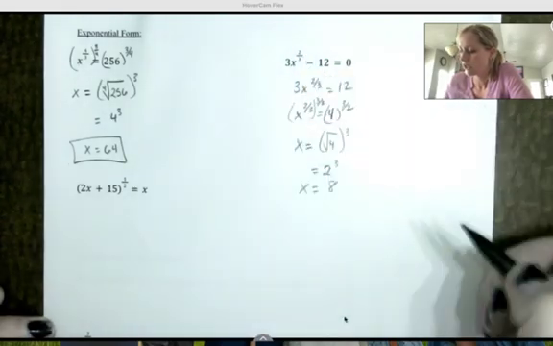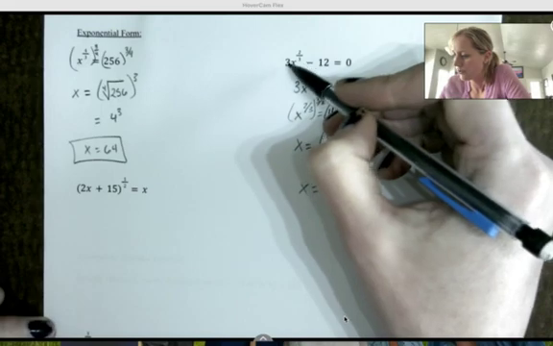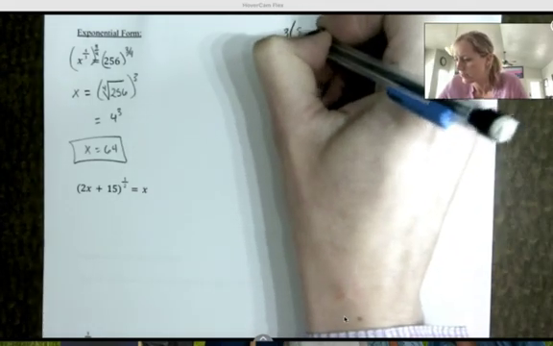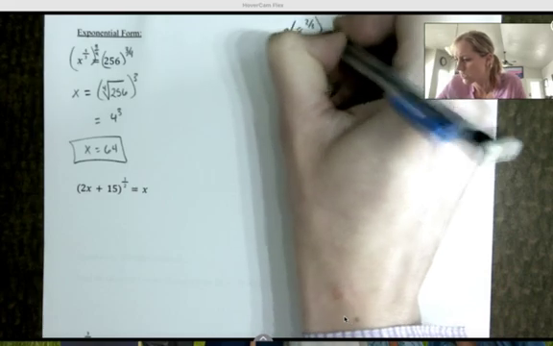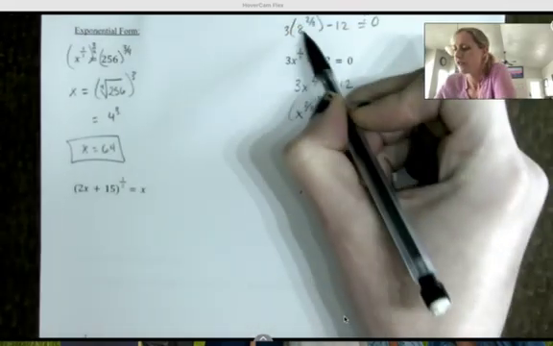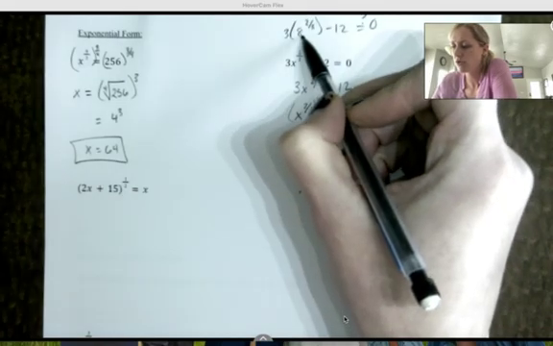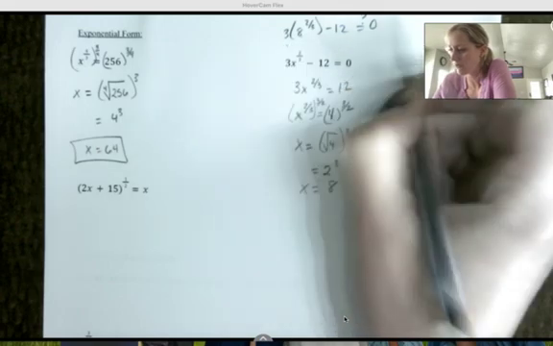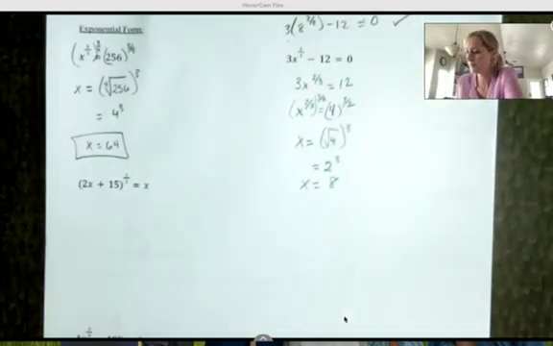Okay, if we check it, so I'm checking 3 times 8 to the 2/3 minus 12, does that equal 0? So cube root of 8 is 2, 2 squared is 4, 4 times 3 is 12, 12 minus 12 is 0. Okay?